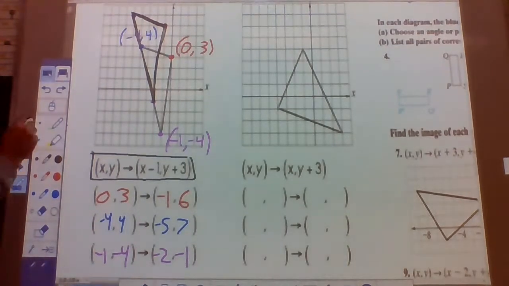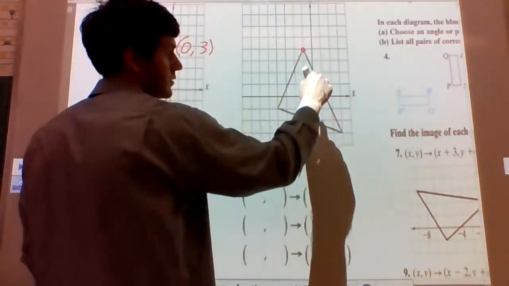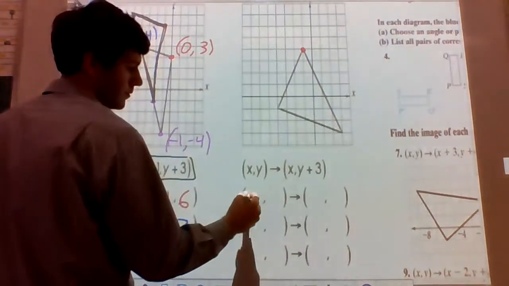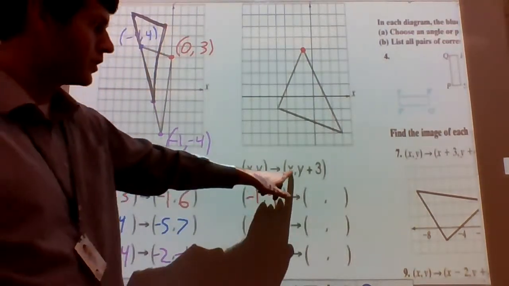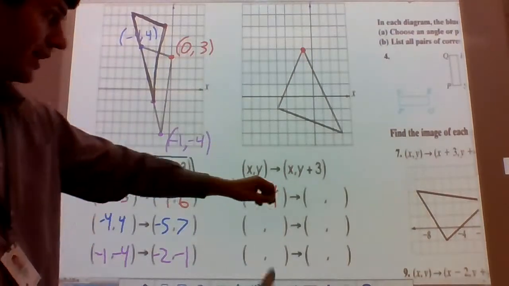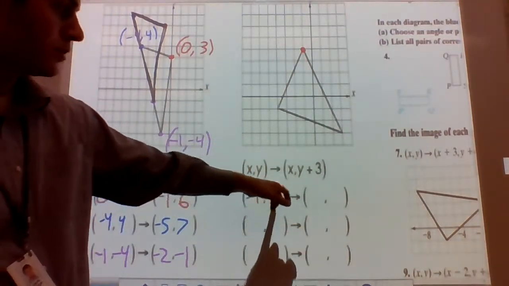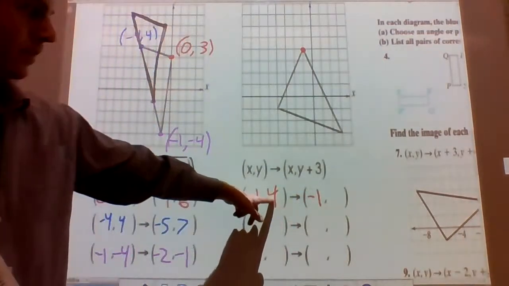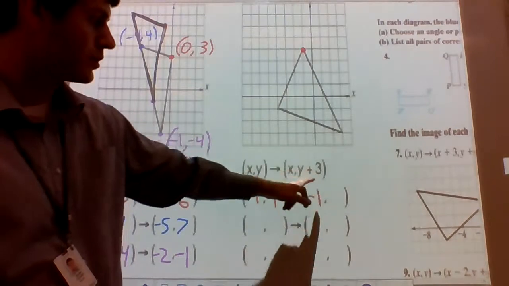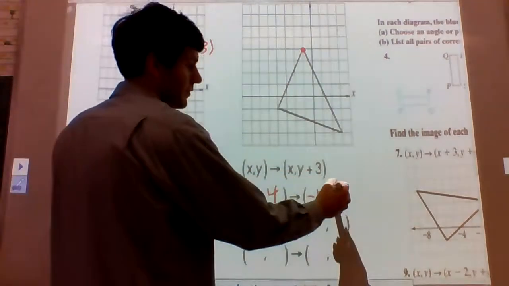We want to do the same thing for the next one. So let's pick a point on it. This is negative 1, 4. We can use the equation. In this case, it's just x. So we're mapping x to x. So negative 1 is just going to stay negative 1. We're going from y to y plus 3. So that's 4 to 4 plus 3 is 7.